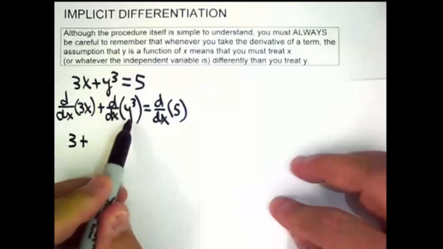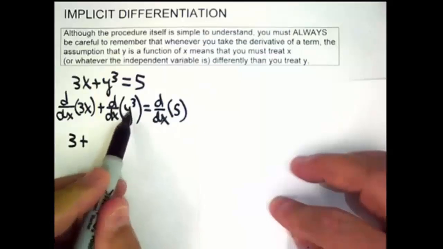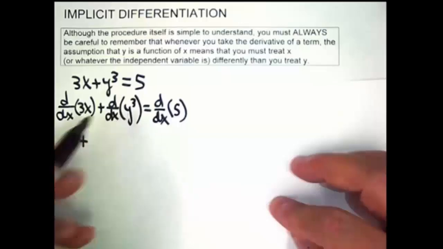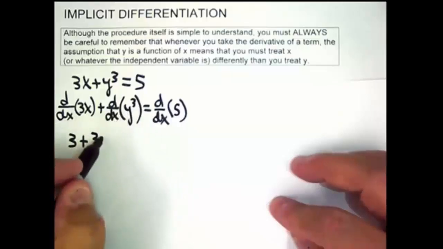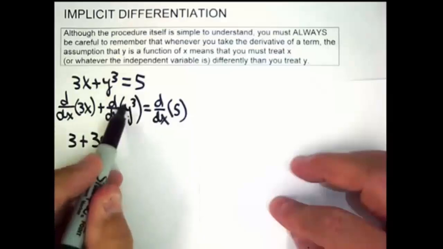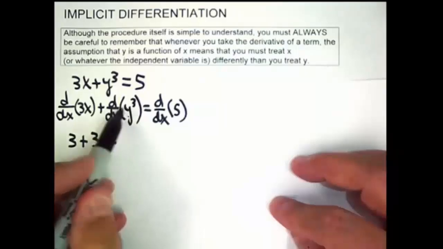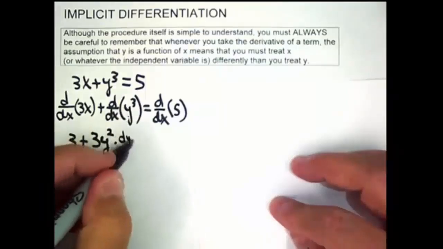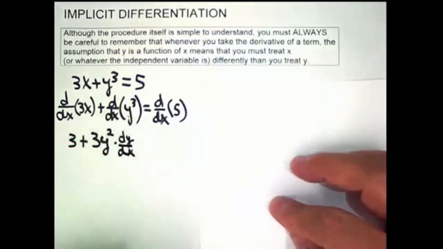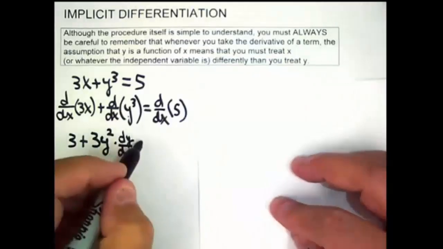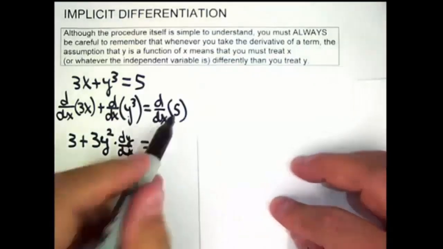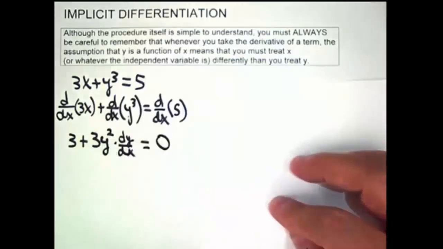But now y cubed will be 3y squared. But since y is a function of x, you've got to use the chain rule, which says come back and take the derivative of the base, which would be dy over dx. And then, of course, the derivative of 5, as we've said before, is 0.